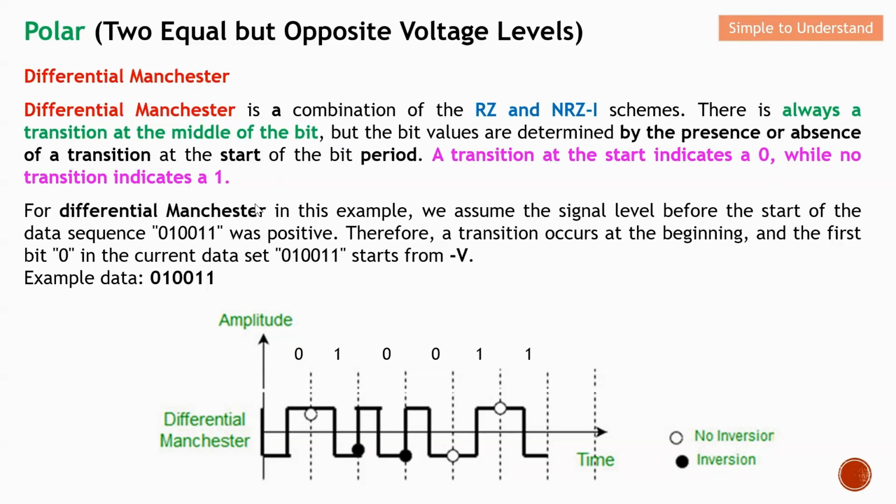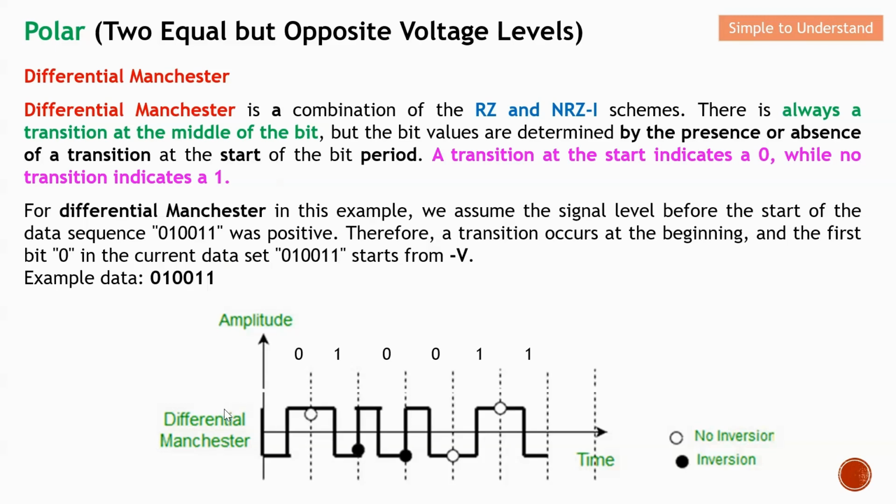For differential Manchester in this example, we assume the signal level before the start of the data sequence was positive. By default, at the start, it is positive. Therefore, a transition can occur at the beginning for the first bit 0 in the current data set. As illustrated, when the next data bit is equal to 0, I will have some form of transition. When the data bit is equal to 1, I won't have any form of transition. So with this, let's take a look at this diagram to understand better.